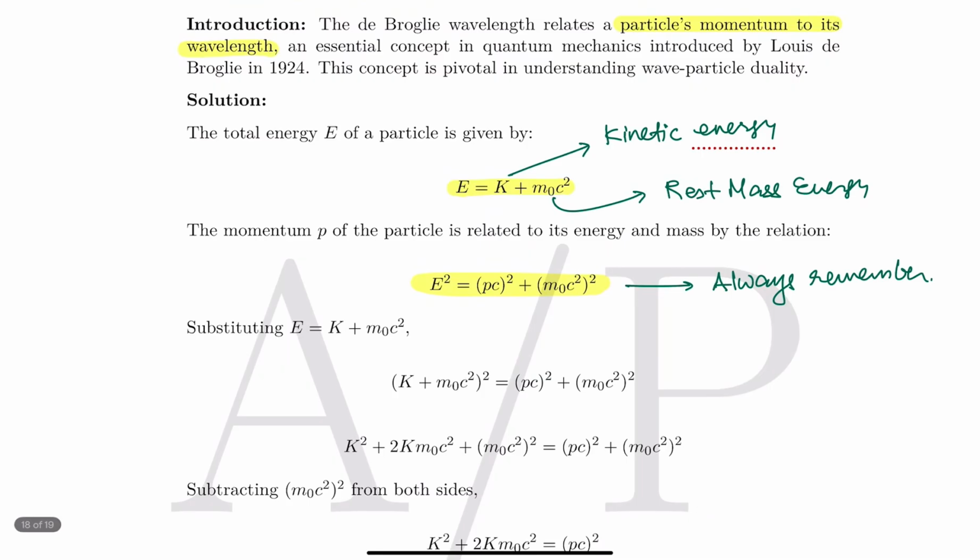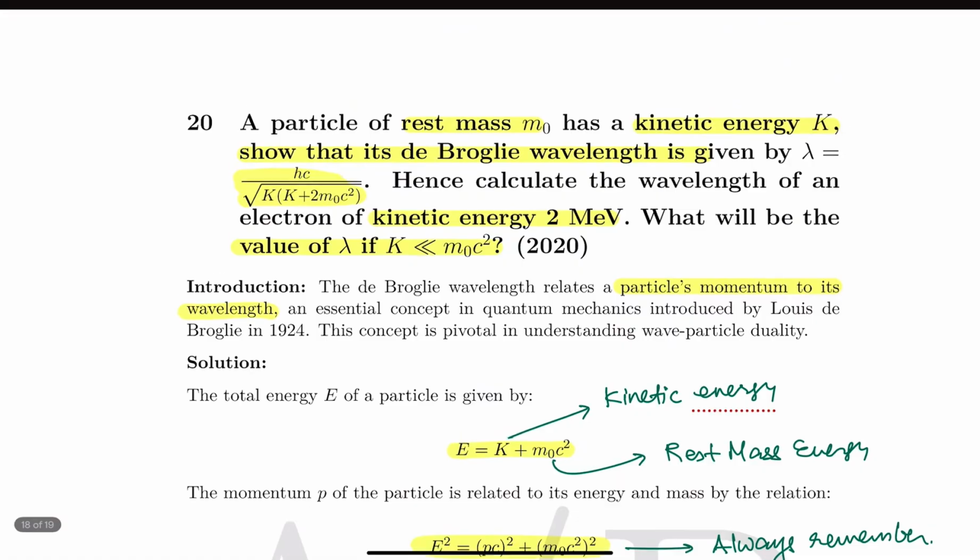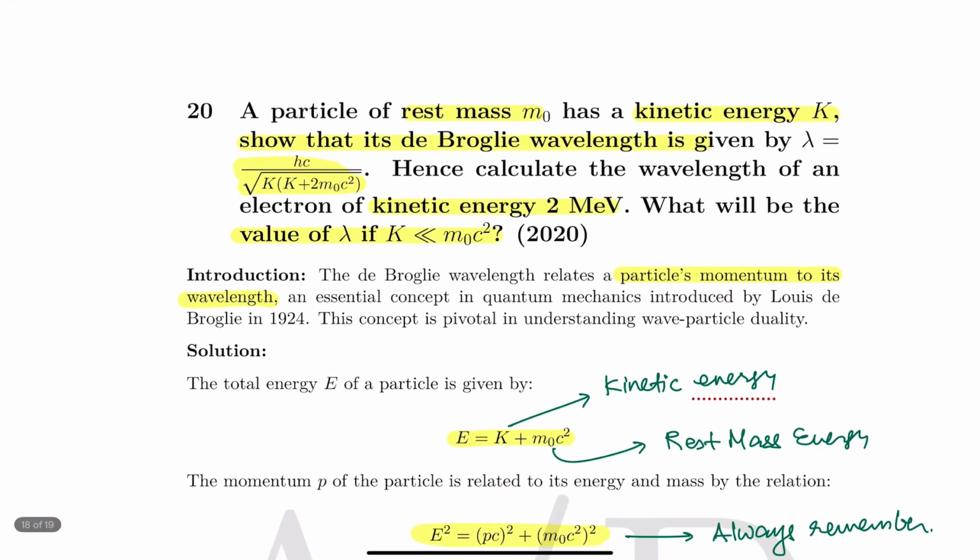We know that the total energy of the particle is given by kinetic energy plus rest mass energy in the quantum world. And in the case of relativistic physics, how do you know that it is relativistic? Because we have this particular value of kinetic energy for the electron, which is 2 million electron volt. So the given kinetic energy is greater than the rest mass energy of the electron, which is around 0.511 million electron volt, and this is 2 million electron volt. So we are going to stay with the relativistic version.